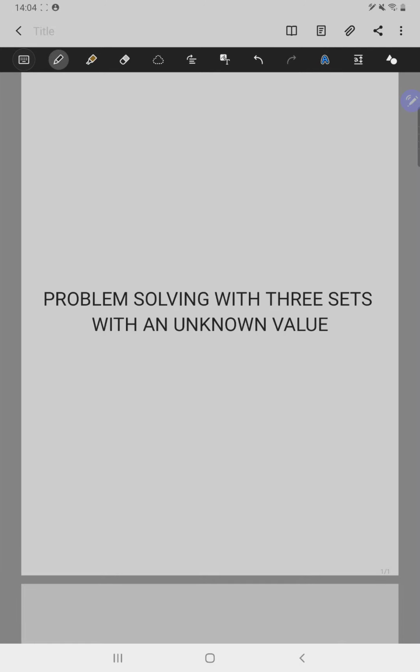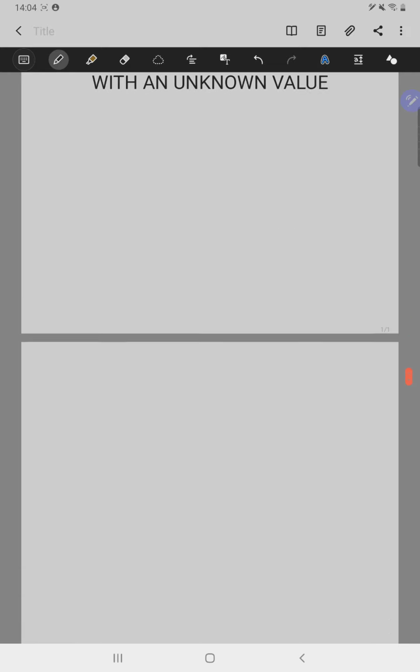Hi everyone, so we're going to go through some of the problem solving questions with three sets when we have an unknown value. For some questions they'll give you most of the information that you need, but they'll leave the information out for one part. So you have to find what that value is and use that to find the values for the rest of them. These can be the trickiest of the sets questions because it brings some algebra into it as well, because we're going to assign x to our unknown value.